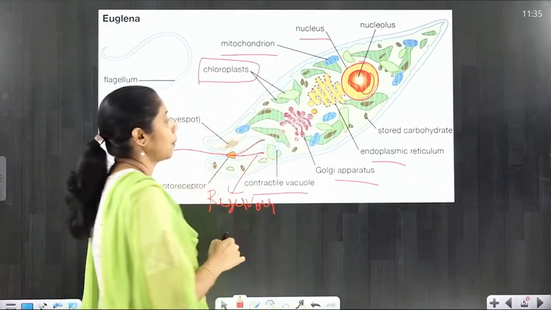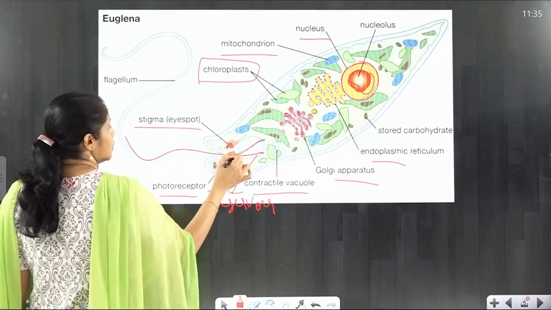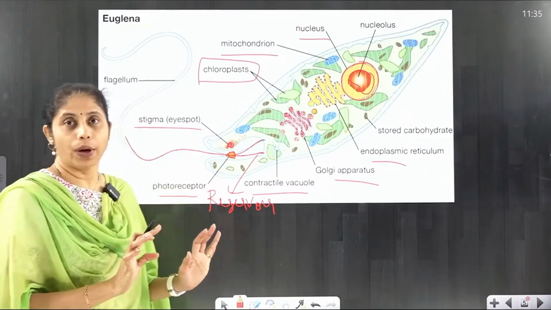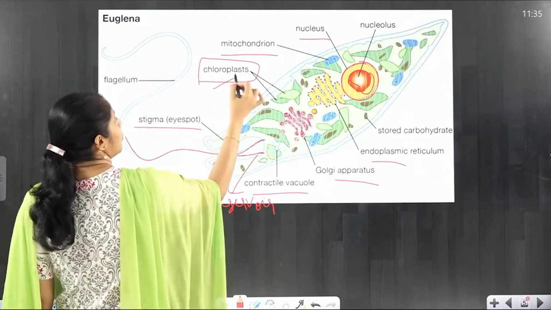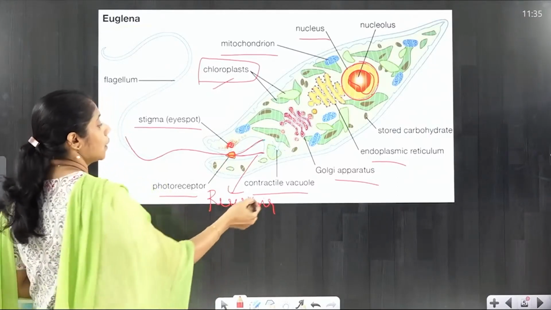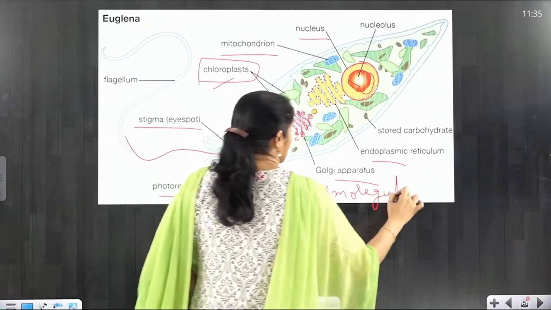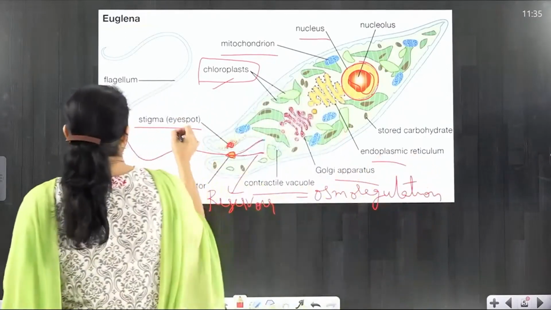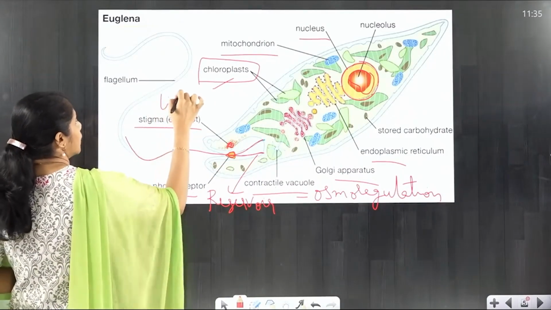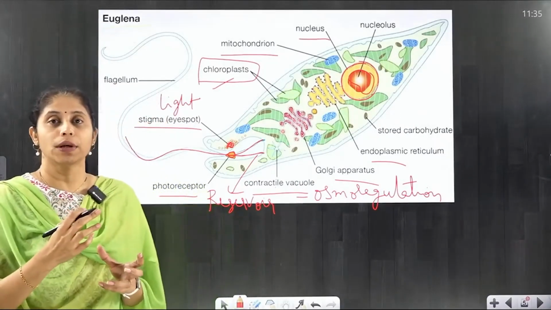These are the main ones. And you can see here, the stigma or eye spot will be there next to the photoreceptor. This is the stigma or eye spot, and the paraflagellar body. These are the parts of Euglena. The chloroplast is the main part, with which it can perform photosynthesis. And this contractile vacuole is meant for osmoregulation. The stigma, eye spot or photoreceptor is going to receive the sunlight. They are going to identify the light source and move towards the light.